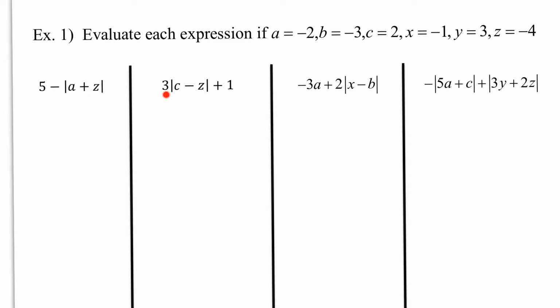Over here we have 3 times the absolute value of C minus Z. Notice there's nothing in between the 3 and the absolute value. Then we have +1. And then we have -3A plus 2 times the absolute value of X minus B. And you guys see this one here on the right side.